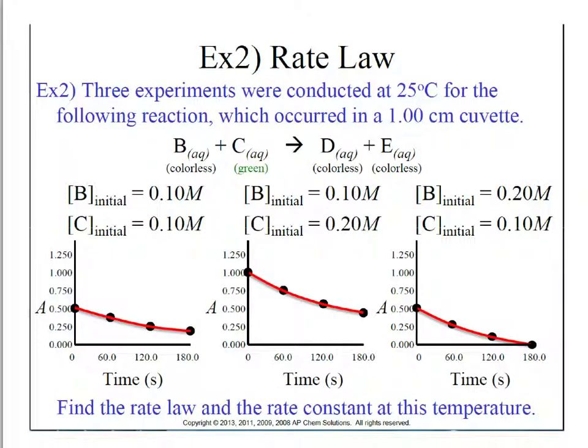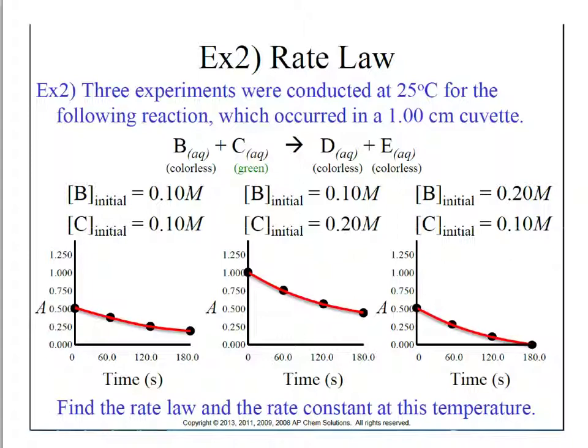We've got a particular reaction. We're reacting B with C, producing D plus E. And so with this reaction, C is a green color, everything else is colorless. And so we're going to use our cuvette, we're going to use Beer's law to measure the disappearance of C, which is green. And so right here, we would get the absorbance versus time for 3 different reactions.